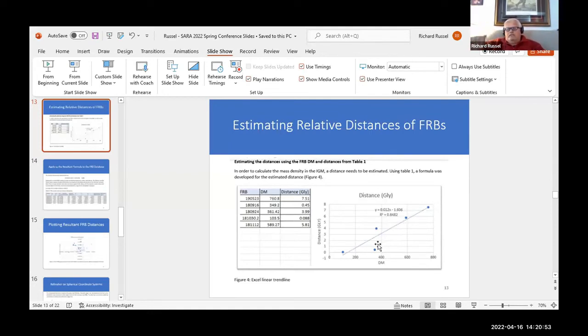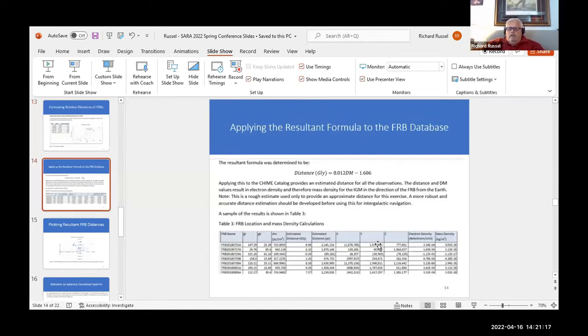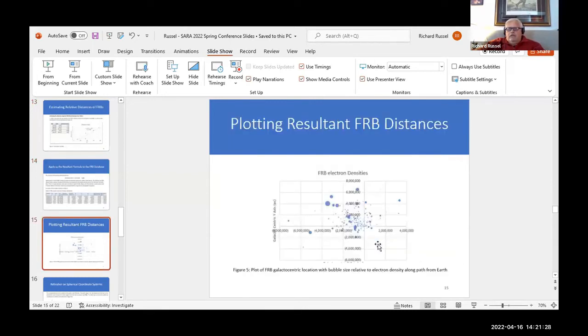Somehow you have to take out the Milky Way component of the density from that. I left that in for the moment, but that'll be follow-on work. Anyway, from this, I applied this formula to the FRB catalog and came up with the new densities for all the FRBs in the catalog, distances and densities. And here's the distances plotted.